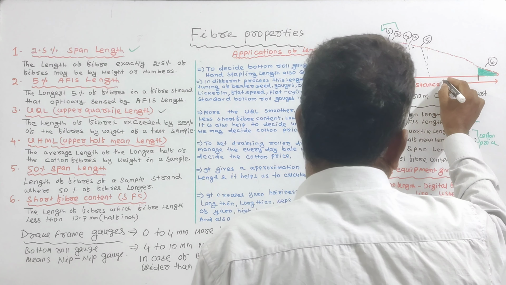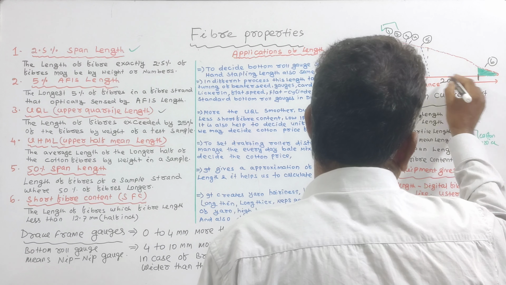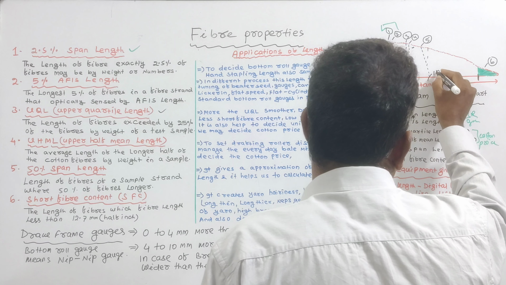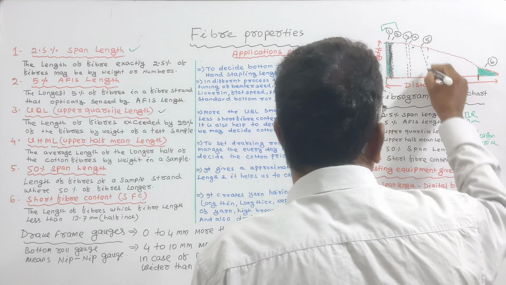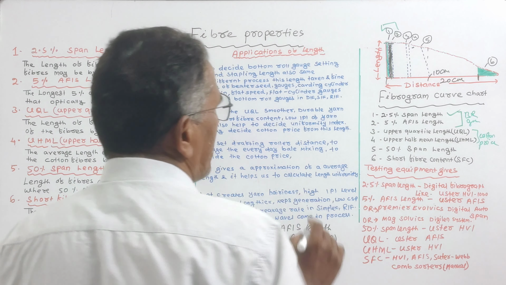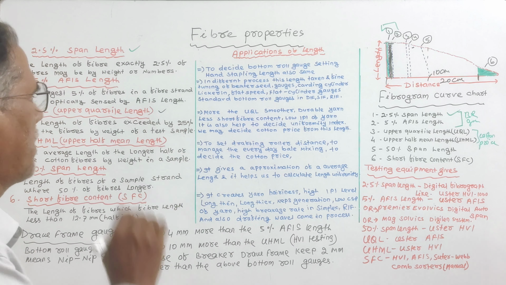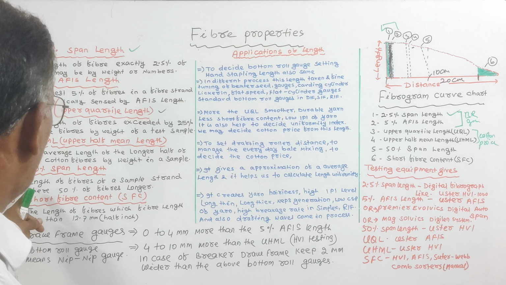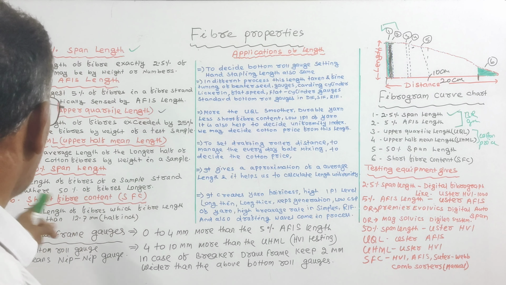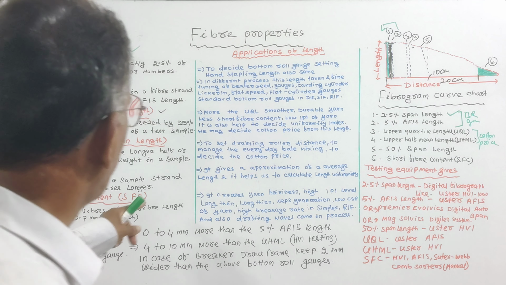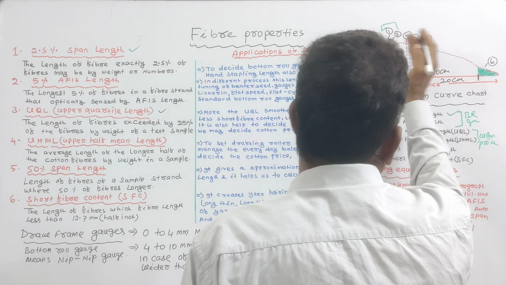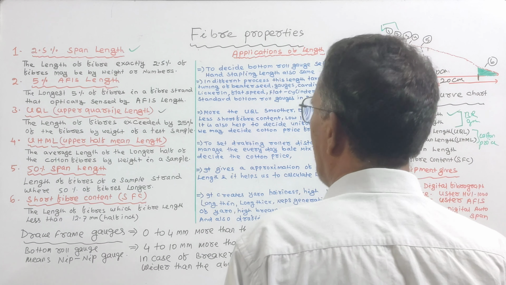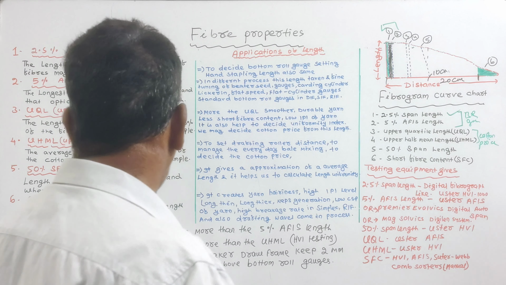Then 50% span length, that is the distance. Suppose this distance is 20 centimeter, or this is 10 centimeter. So in 10 centimeter, where is the average fiber length? It is called the length of fibers of a sample strand where 50% of the fibers are longer. Here you see, here 50% of the fibers are longer. So this is the length of 50% span length.